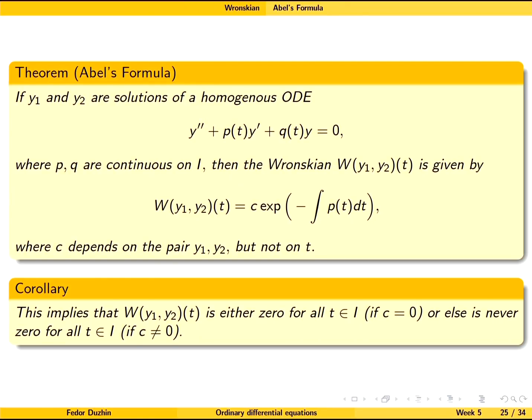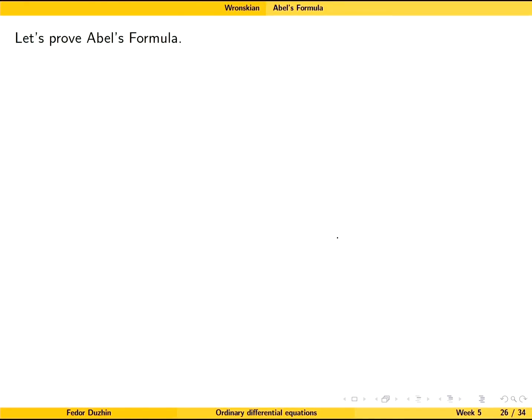Well, we know that since this part is strictly positive, it is e to the power something, it means that the Wronskian is either 0 for all values of t, or is positive for all values of t if c is positive, or is negative for all values of t if c is negative, right? But the Wronskian cannot cross the t-axis, so it is impossible that the Wronskian is 0 for some particular value of t but non-zero for another value of t. Okay? Now let's prove this formula.